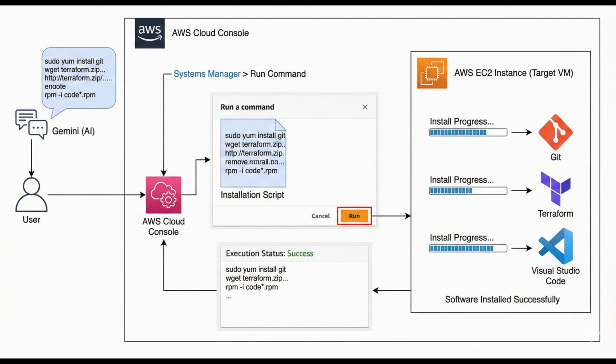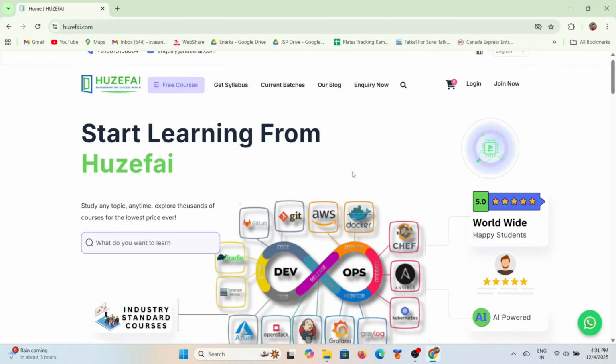So I'm going to install Git, Terraform, and Visual Studio Code in an AWS virtual machine, because I don't have any virtual machine or server. So I'm going to get a virtual machine from the AWS console, and on the way I'm going to install these three tools.